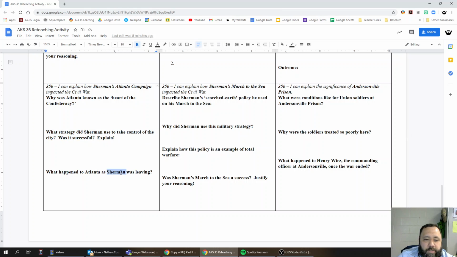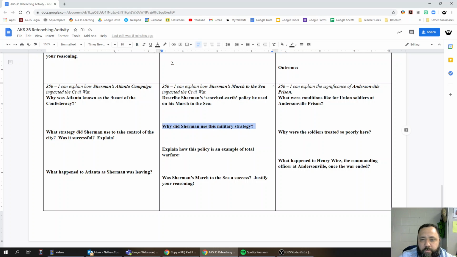What happened to Atlanta as Sherman was leaving? So as he's leaving on his march to the sea, his soldiers are going to burn the city to the ground. Scorched earth policy he used on his march to the sea. Basically what I just said, he either takes what he can and then he burns what he can't take.